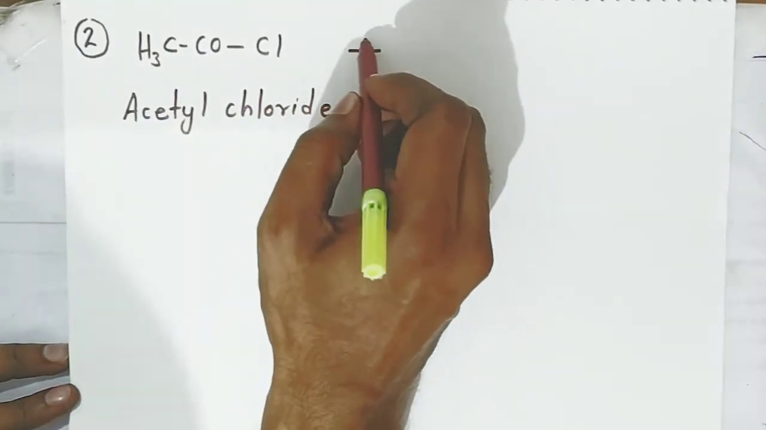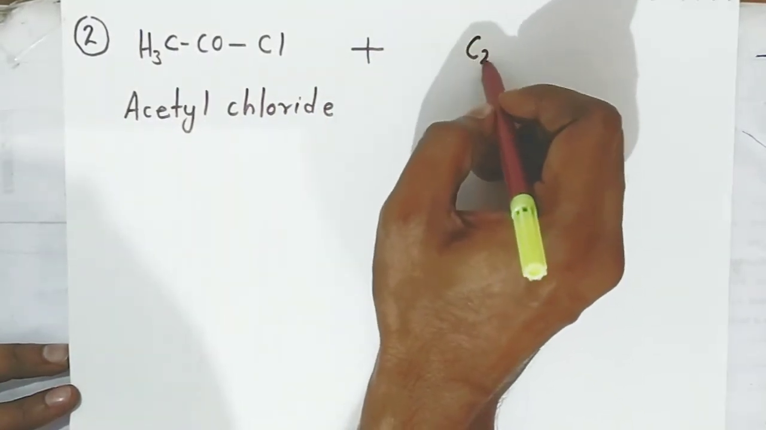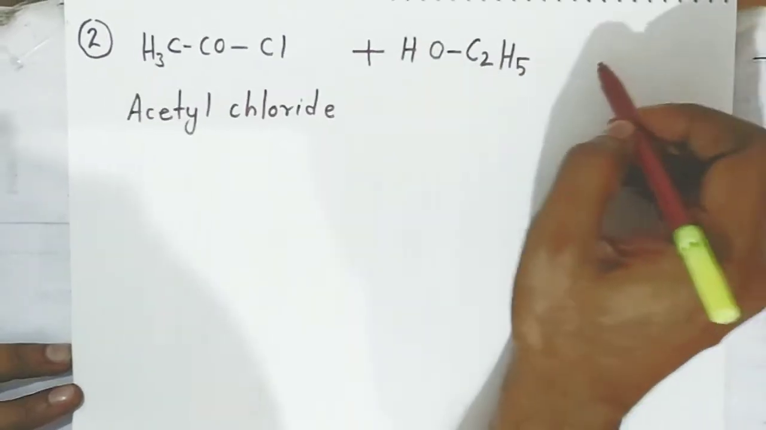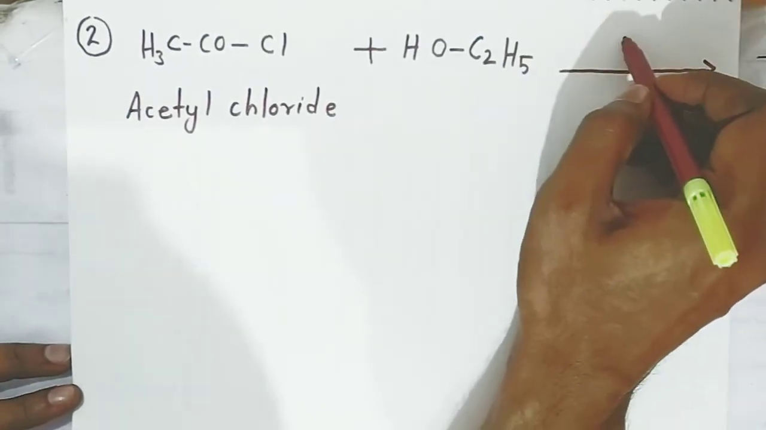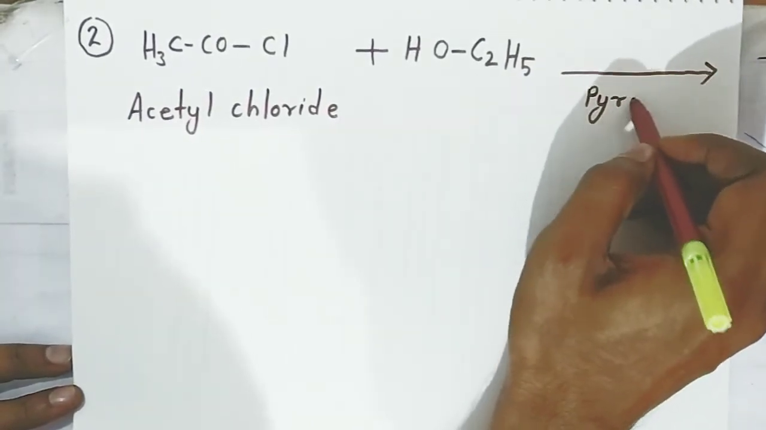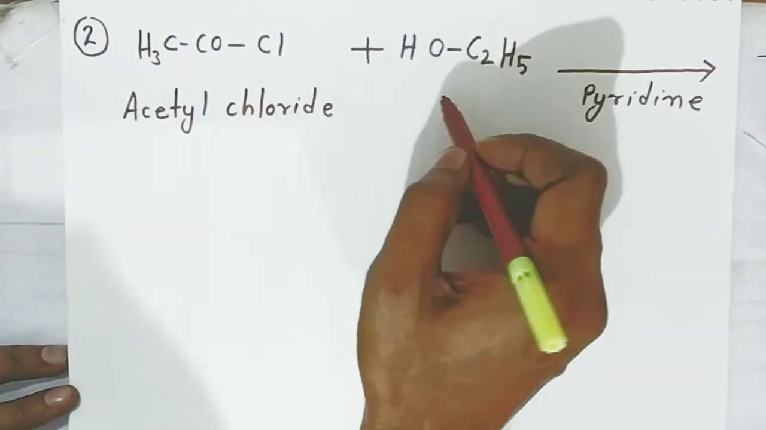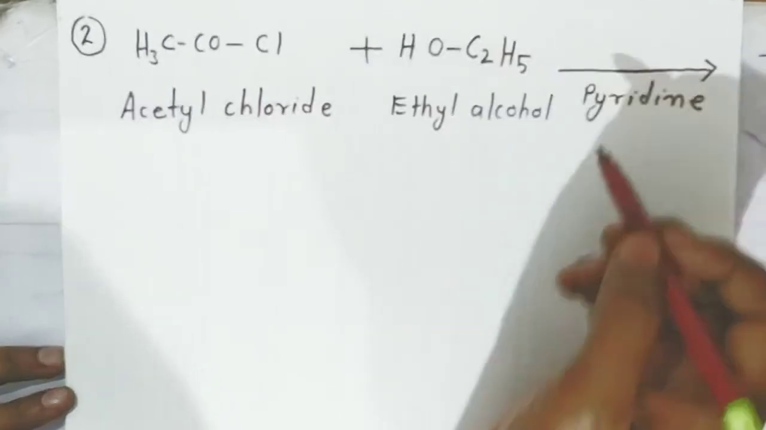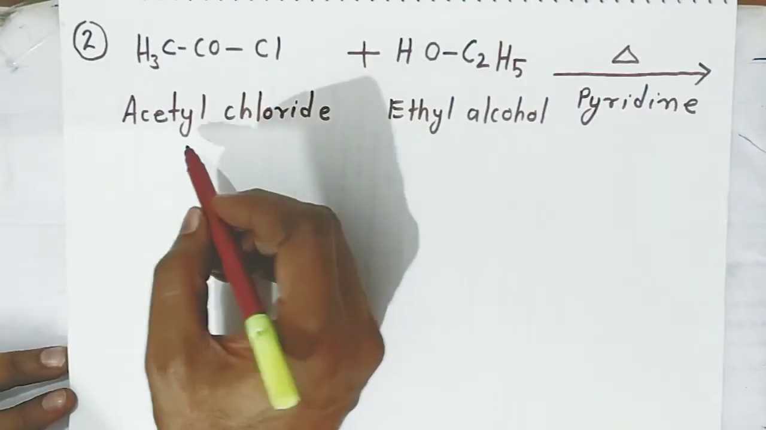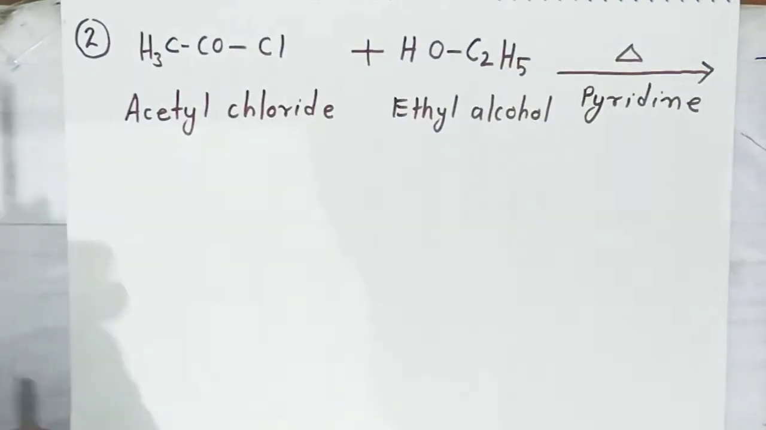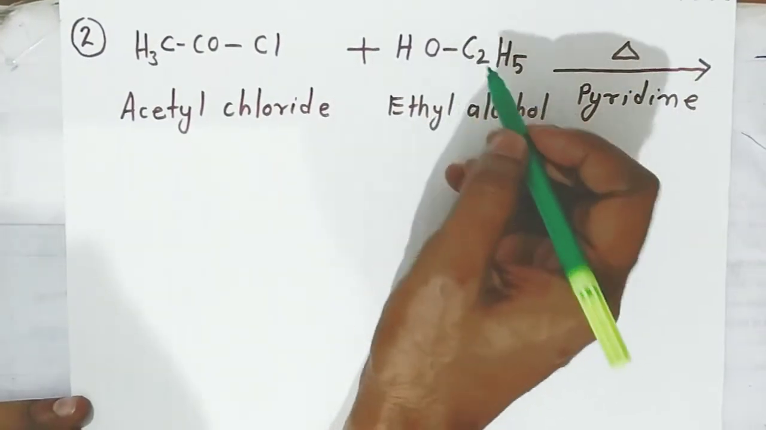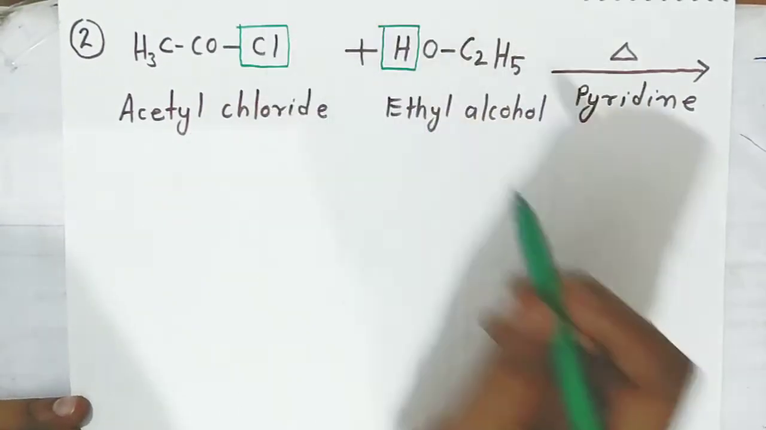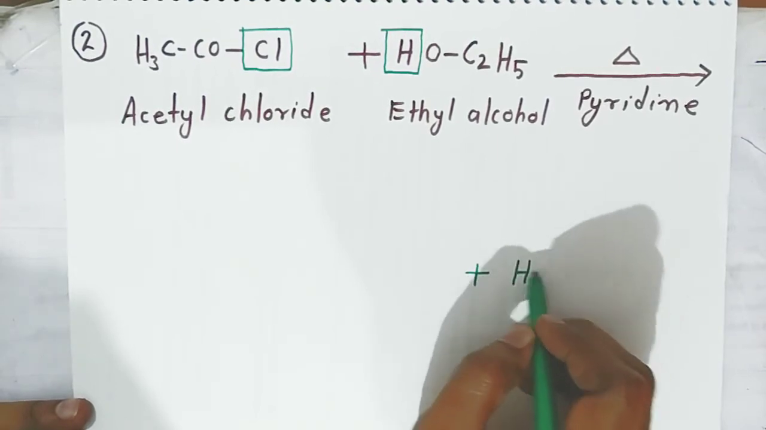Now it is going to react with ethyl alcohol, C2H5OH, in the presence of pyridine. In the presence of pyridine, students, this acetyl chloride and ethyl alcohol react. We have to heat the solution. Now what happens, students, in this acetyl chloride and ethyl alcohol? The hydrogen of the ethyl alcohol combines with the chloride of acetyl chloride and forms a byproduct, that is HCl.